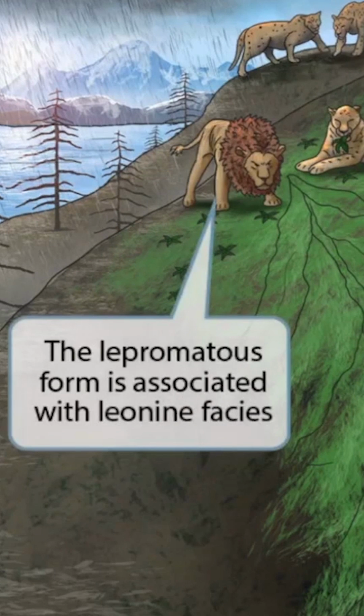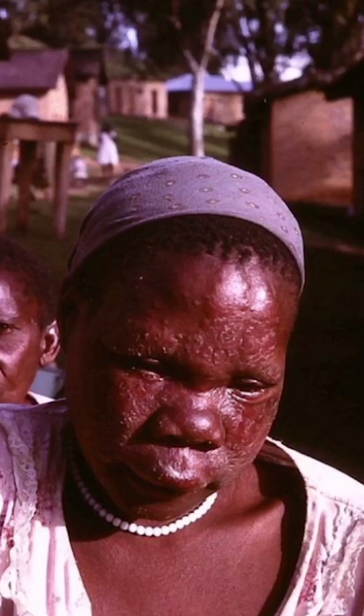To help you remember that the lepromatous form can cause leonine facies, we've shown a wild lion getting ready to pounce on these lazy leopards. So lion for leonine facies. This is an image of leonine facies, and as you can see, this individual has skin lesions on her face, resulting in thickened facial features that's thought to resemble that of a lion.